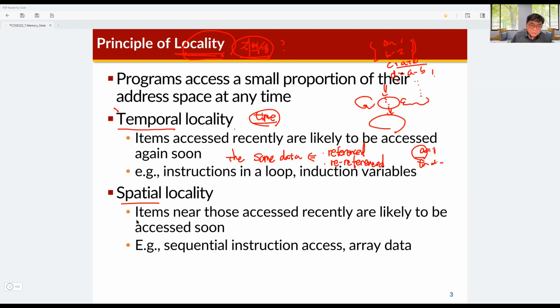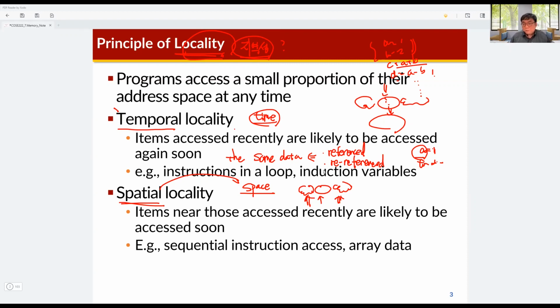Okay, and then spatial. Spatial means space. So spatial locality means that if a certain data is accessed by a processor, neighbor data, like adjacent data, will be accessed in the near future with a high probability. So spatial locality means that the neighbor data will be accessed in the near future.